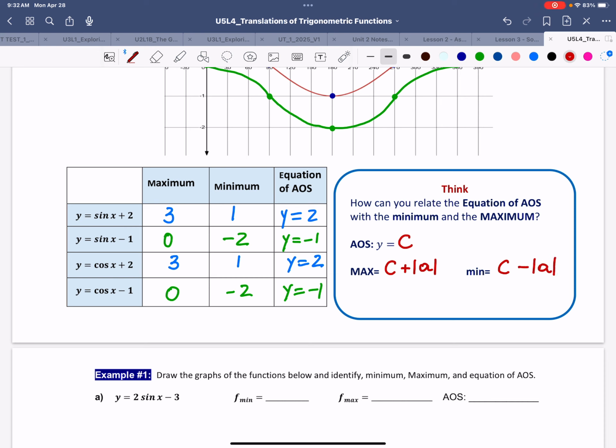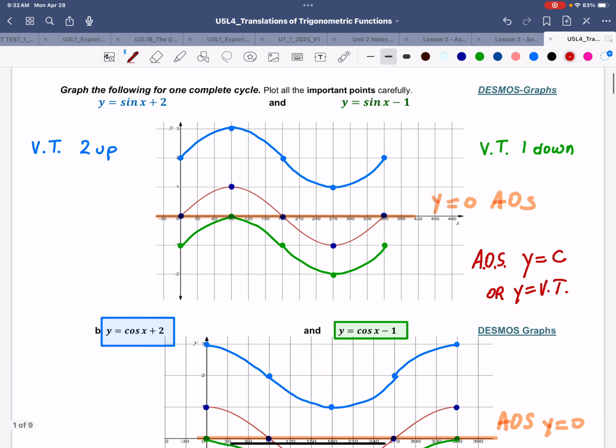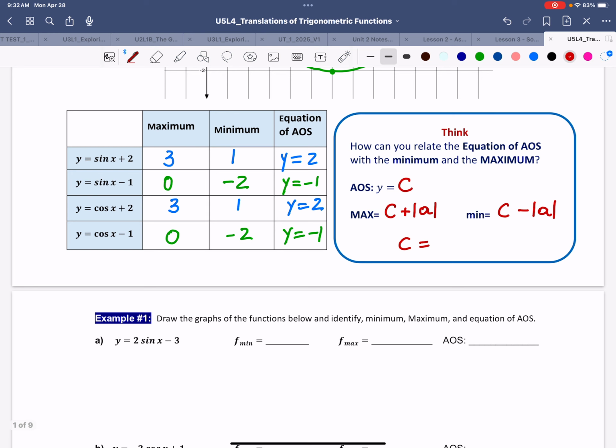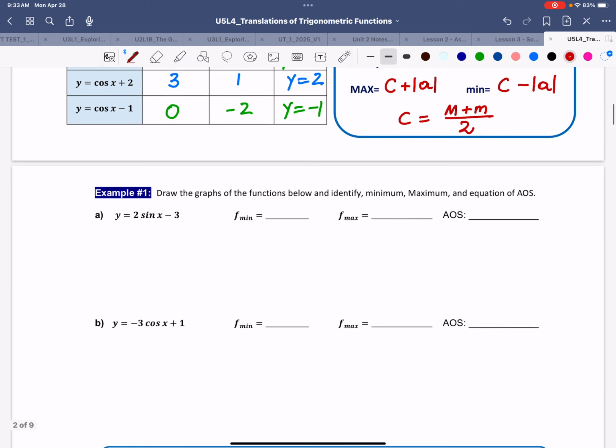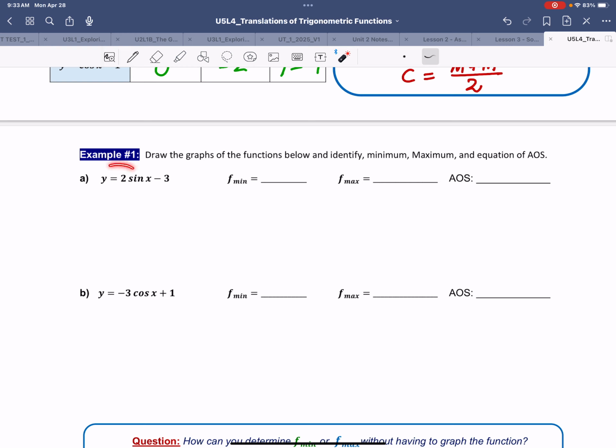For the minimum, we're going to say from the axis of symmetry, we go down by the amplitude. And in general, the equation of the axis of symmetry, the C value, is always going to be halfway between the max and the min, which makes the axis of symmetry the midpoint of max and min. So another way of interpreting the axis of symmetry is the average of the min and max, which is max plus min divided by 2. So with this in mind, we're going to practice a couple of questions when we're given the equations, and then we'll have to figure out what the minimum, maximum, and the equation of the axis of symmetry is.